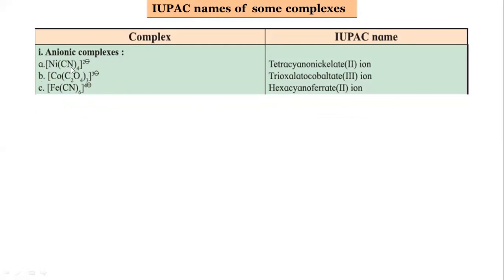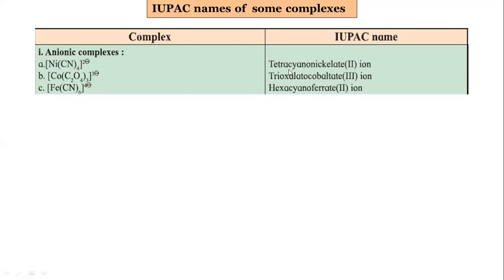So see the complex here first, Ni(CN)4. So four cyanide ligands are there. So the name will be tetra first. Why is it tetra? Because four cyanides are there. Clearly see here, four cyanides are there, and according to the IUPAC nomenclature system, if more than one same type of ligands are there, we have to use the prefix like di, tri, tetra, penta. So we are using here tetra.